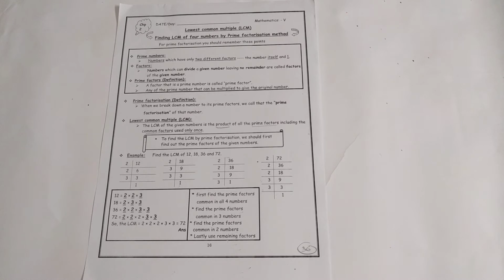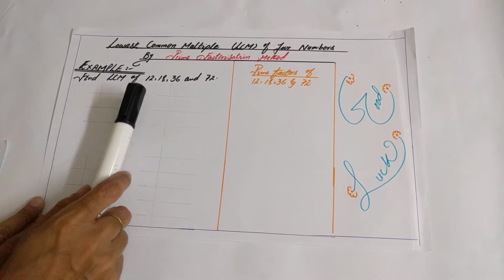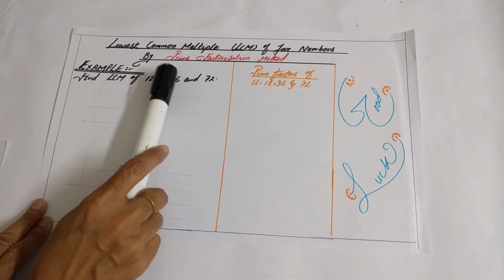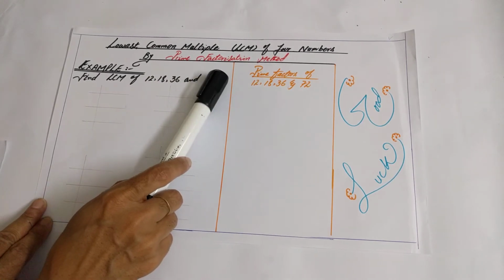Now in your booklet, students, I will solve an example to help you understand how to find the LCM of four numbers. In your booklet, page number 36, an example is already solved for you. I will explain the LCM through this example. So let's start this example. I will solve it for your better understanding. The example is: find the LCM of 12, 18, 36 and 72 by prime factorization method.